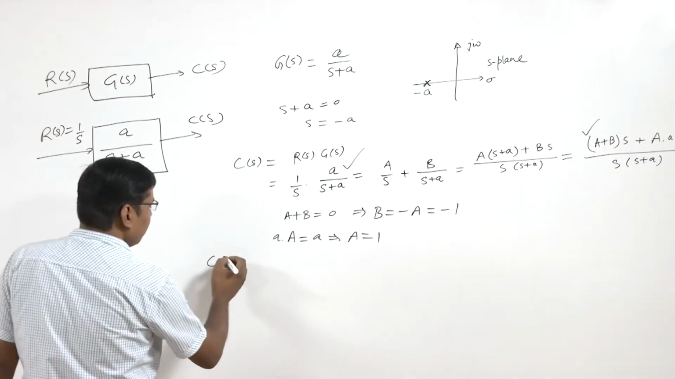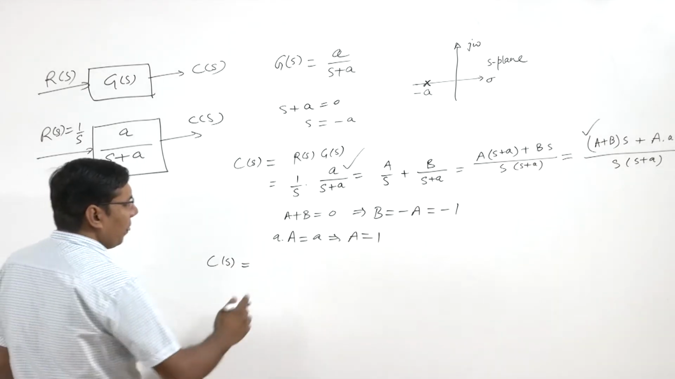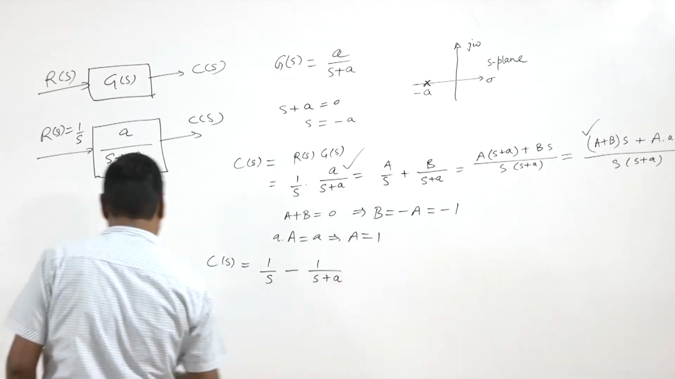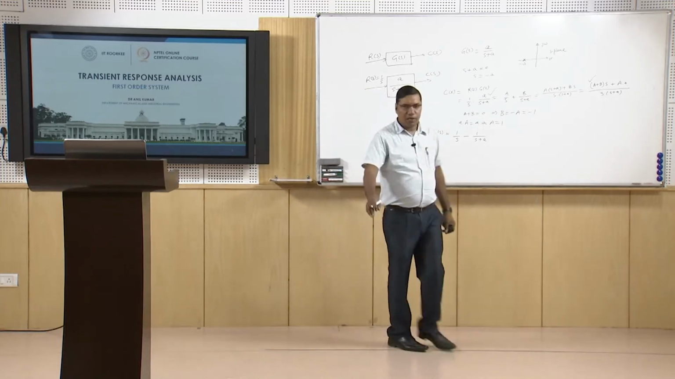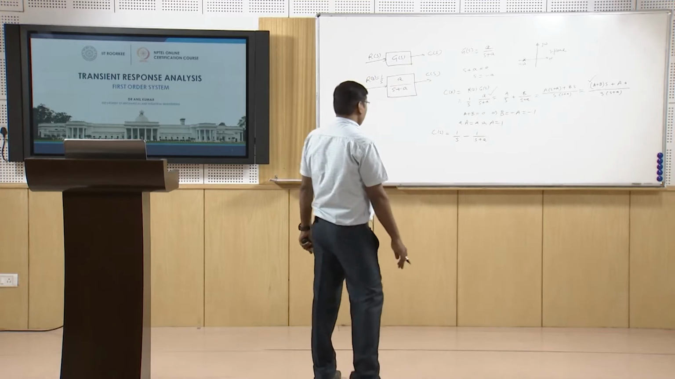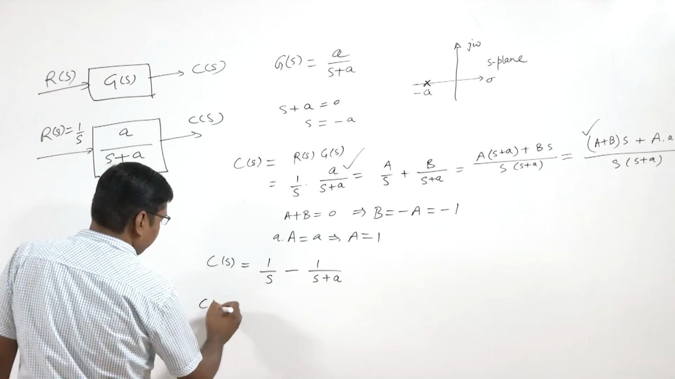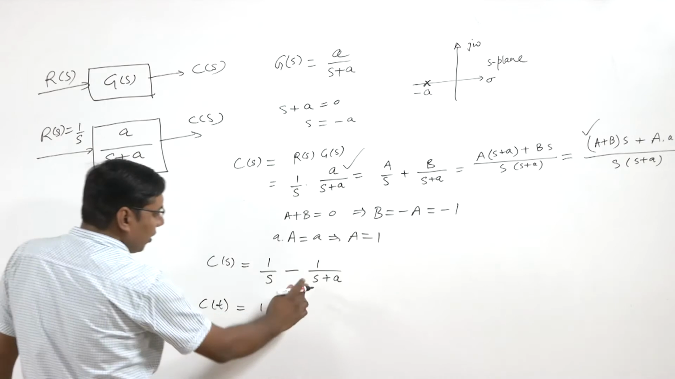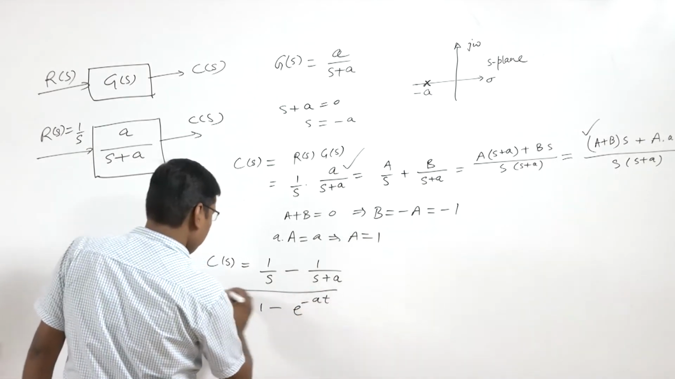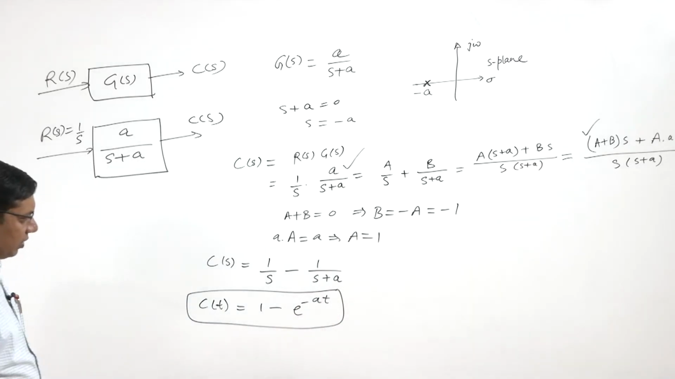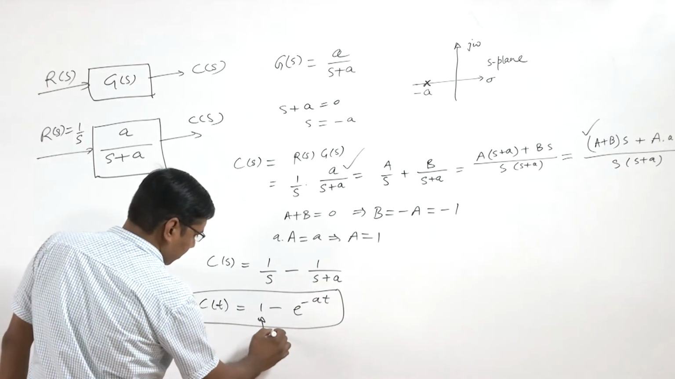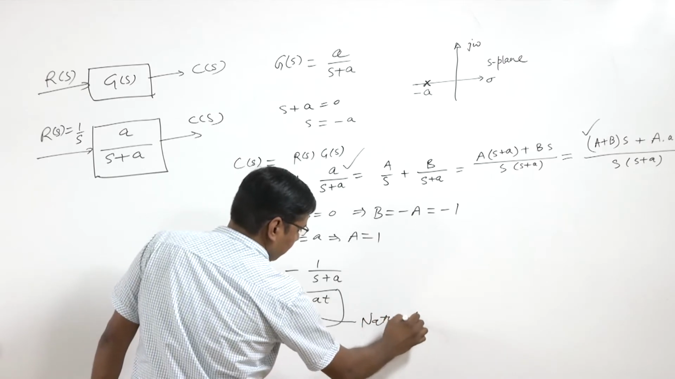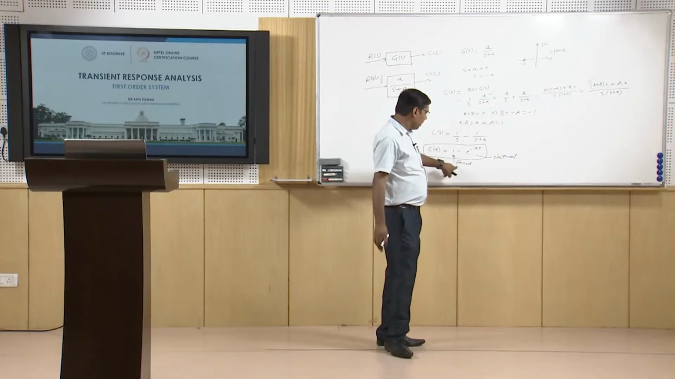So, we can write C(s) equal to 1 upon s minus 1 upon s plus a. Now, we take the inverse Laplace transform of this. So, here we get c(t) equal to 1 minus e power minus at. In this, the first part is the forced response and the other part is the natural response. So, the complete response comprises forced and natural response.